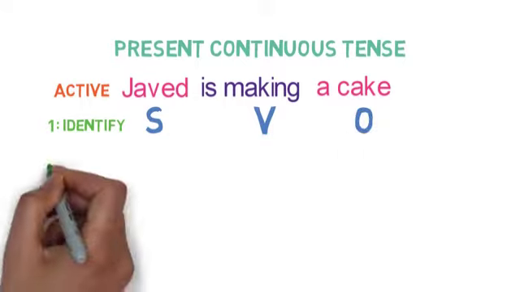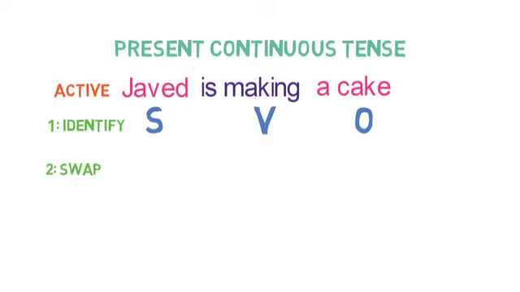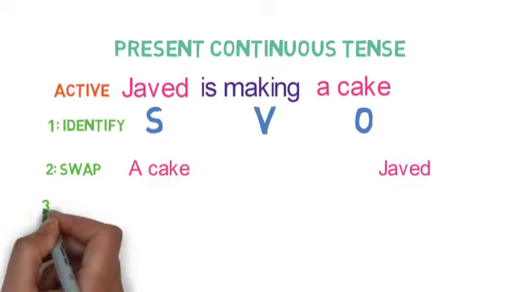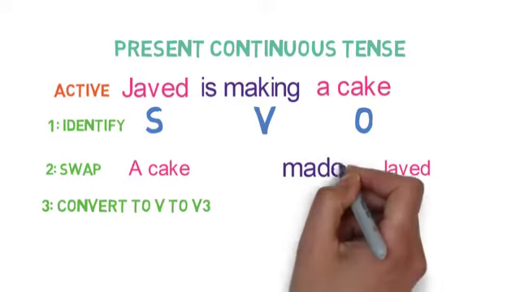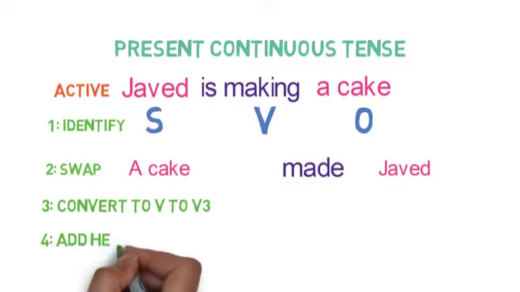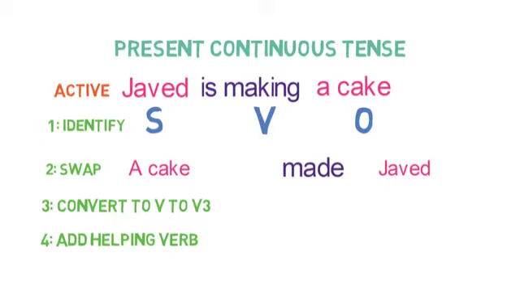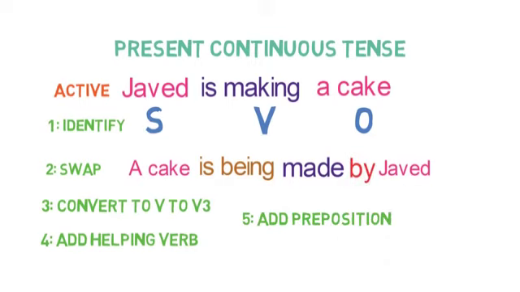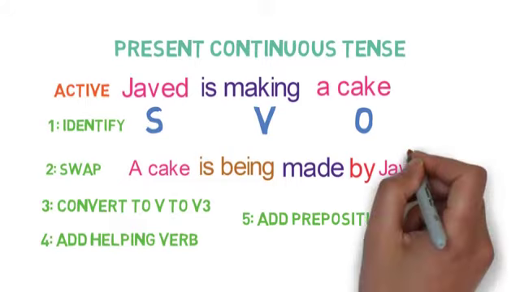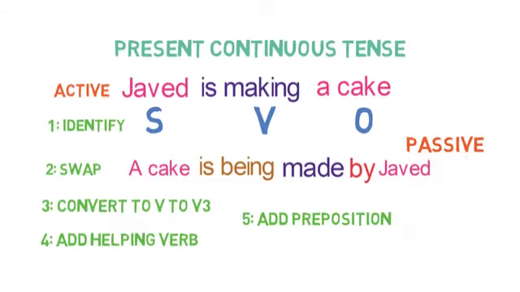Now, in step 2, we need to swap the position of subject Javed and the object a cake. After that, in step 3, we need to convert verb to its third form. So it will be maked. Now, moving to step 4, we need to add a helping verb of to be. In present continuous, we add here is being. Lastly, to make the sentence complete, we attach by before the subject. The final passive voice sentence is a cake is being made by Javed.